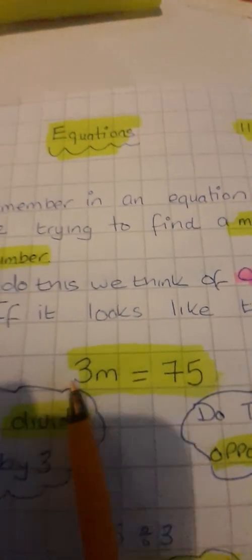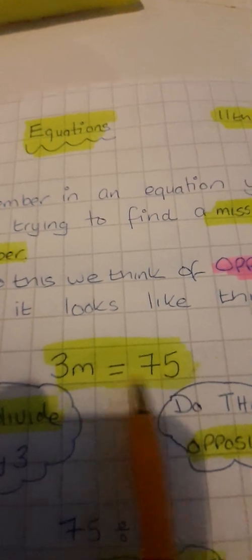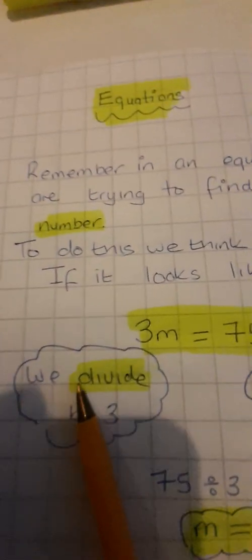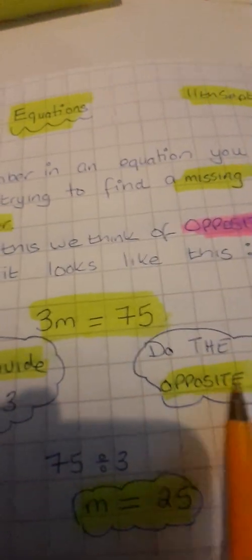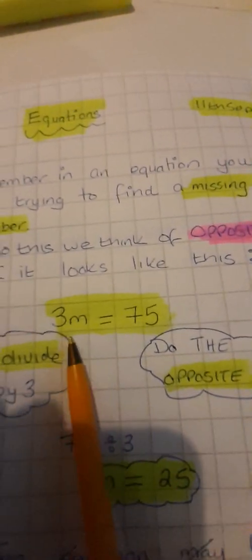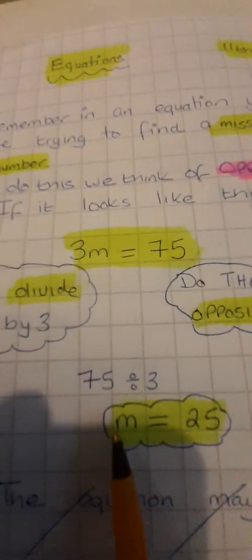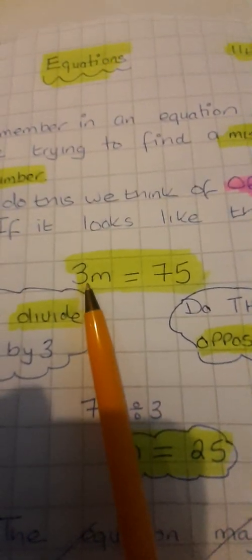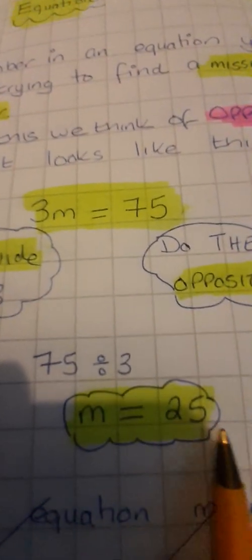So if the equation looks like this, for example, 3m equals 75. At the moment, this means multiply by 3. So the opposite is divide by 3. You think of the opposite function. You do the opposite of what it says in the equation. So the working out for this equation is 75 divided by 3. We're doing the opposite. And you work out the answer to be 25.